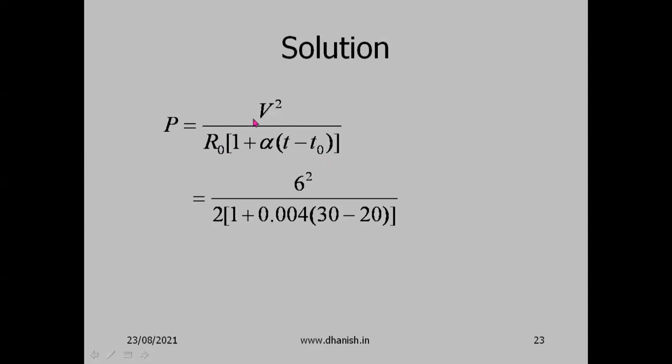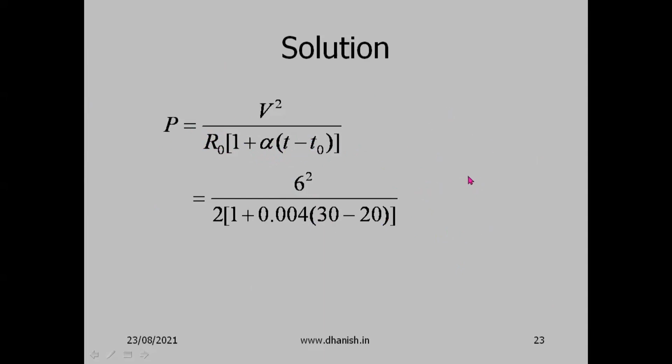So V equal to 6, R naught equal to 2, alpha equal to 0.004, T equal to 30. We want to determine the power at 30. T naught is 20, the temperature at which R naught is defined. So if the resistance at T naught is R naught, the resistance at temperature T will be given by R naught into 1 plus alpha into T minus T naught. So this is the resistance at temperature T, and then power P is V square by R. This is again an example given in the GUM.